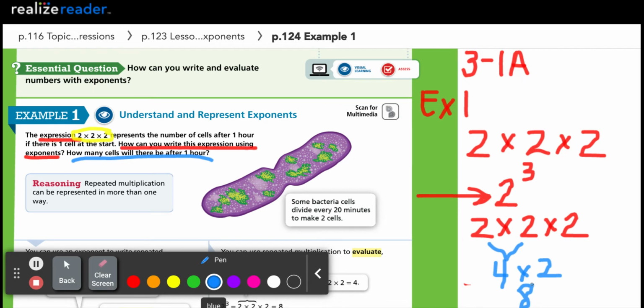So we can evaluate exponents. We can evaluate expressions, and that will be a later lesson when we follow PEMDAS, but we don't use equal signs, okay, because that would be an equation. These are expressions. So how many cells will there be after 1 hour? There will be 8 cells.